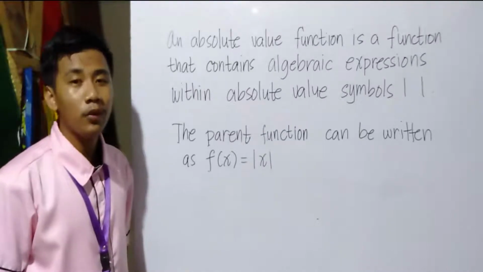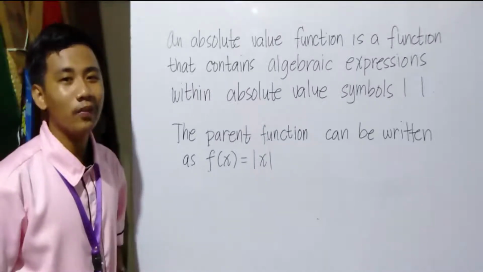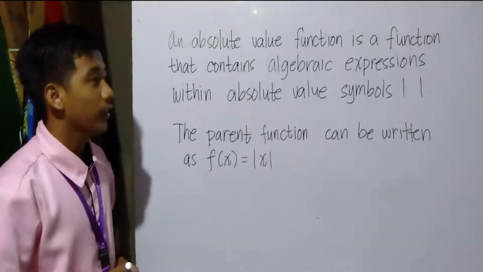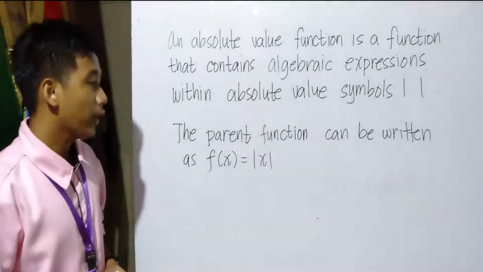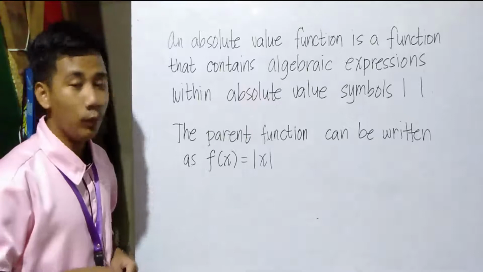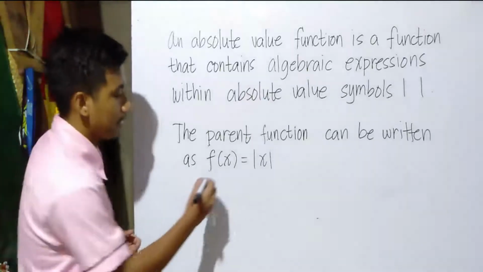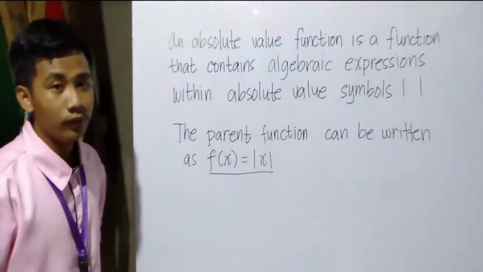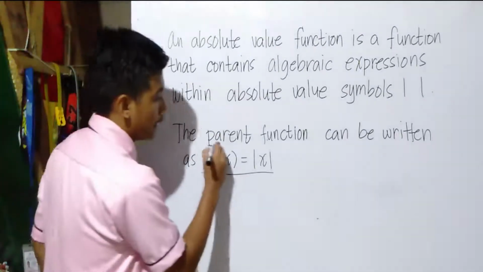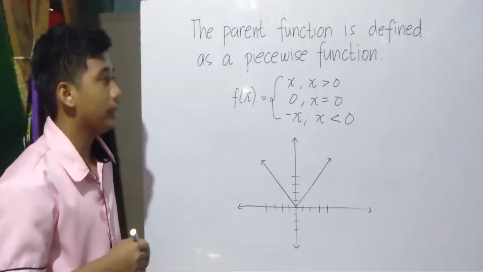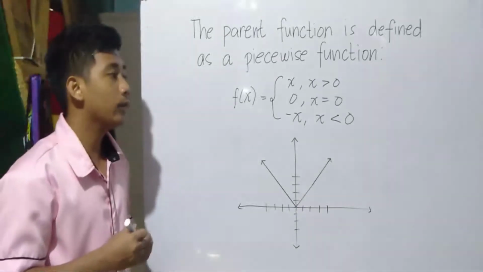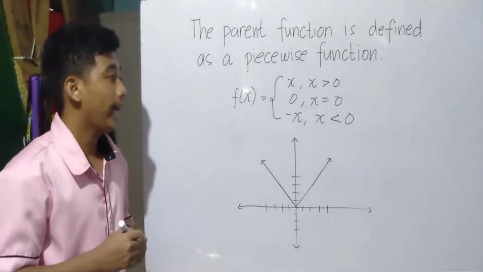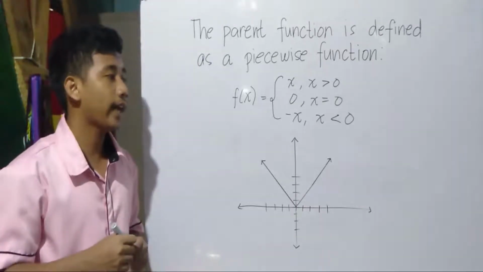Now that we know what an absolute value is, let's look at the absolute value function. An absolute value function is a function that contains algebraic expressions within absolute value symbols. The parent function can be written as f of x is equal to the absolute value of x. This is the simplest type of absolute value function. All the absolute value functions stem from the parent function. The parent function is defined as a piecewise function. f of x is equal to x given that x is greater than 0. f of x is equal to 0 given that x is equal to 0. And f of x is equal to negative x given that x is less than 0.